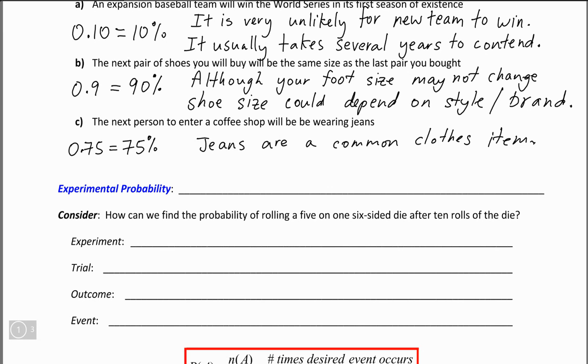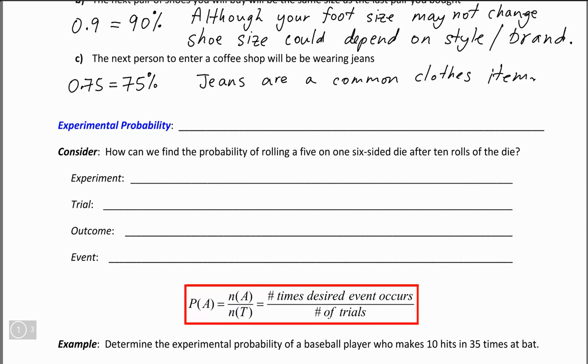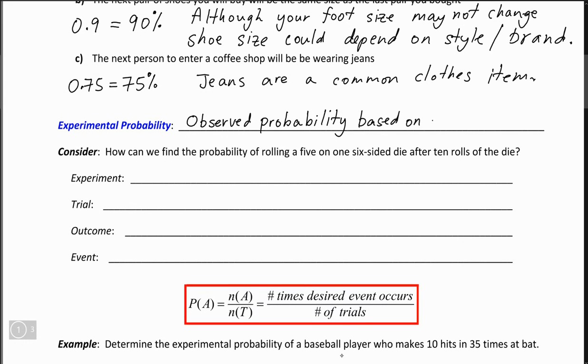It might happen. Okay, so let's move on to the next kind of probability, experimental probability, and this is what we're going to define as the observed probability based on experimental trials.